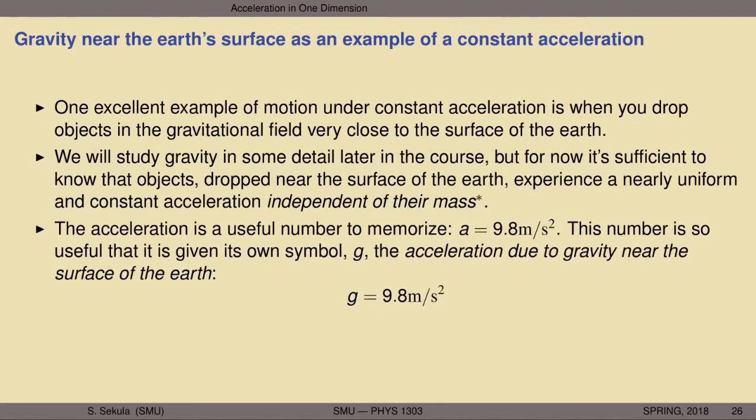Now, this acceleration, this constant acceleration near the surface of the Earth, is a useful number to memorize. It is 9.8 meters per second squared, and this number is so useful that it's actually given its own symbol, little g, and it is referred to as the acceleration due to gravity near the surface of the Earth, or simply g. And g is 9.8 meters per second squared.